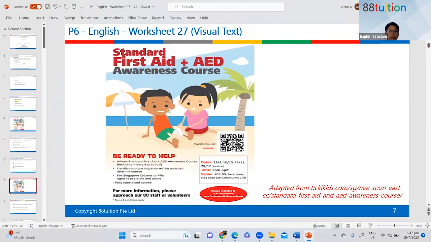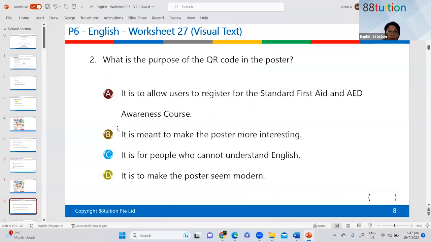Again, this thing here, but it's a bit too small, so I'm going to look at the bigger one. Let's look at the question. What is the purpose of the QR code? Just now we already mentioned, right? What's the purpose? It is to allow users to register for the standard first aid and AED awareness course. Sorry, yeah.